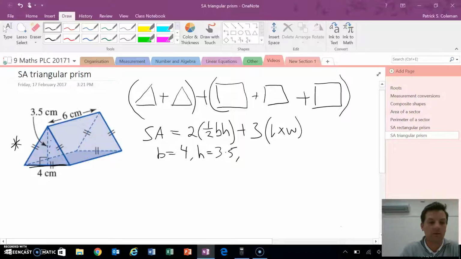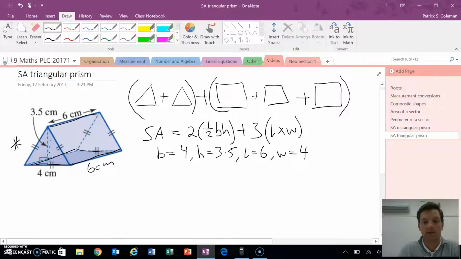We can now move to our rectangle. So if we look first of all at this rectangle here, this is 6 centimeters, which also means this one here is 6 centimeters. If that's 6 centimeters, our length is going to be 6, and our width is going to be 4.